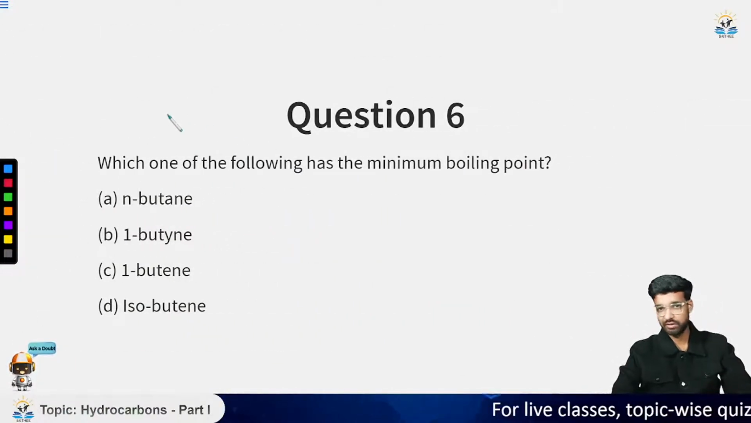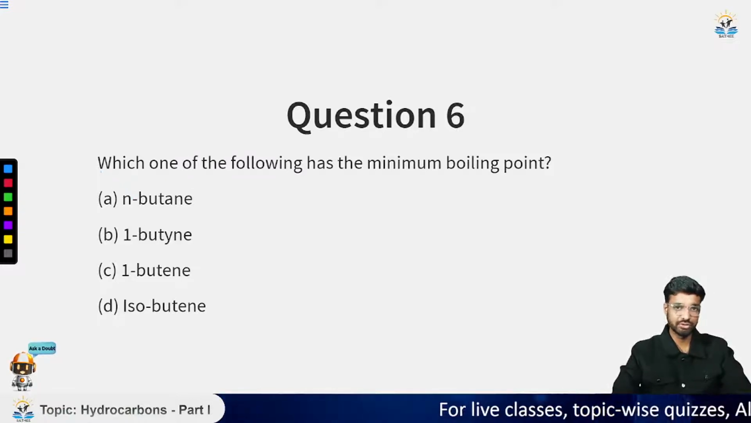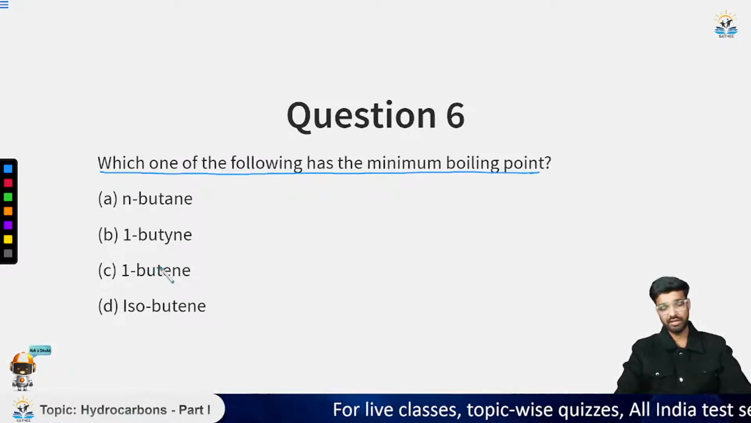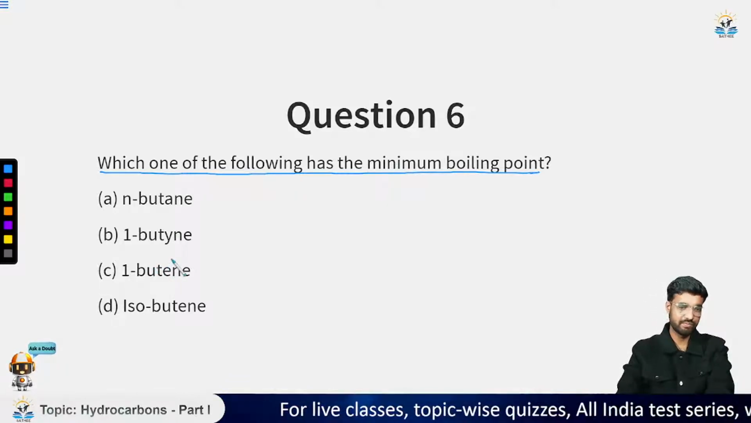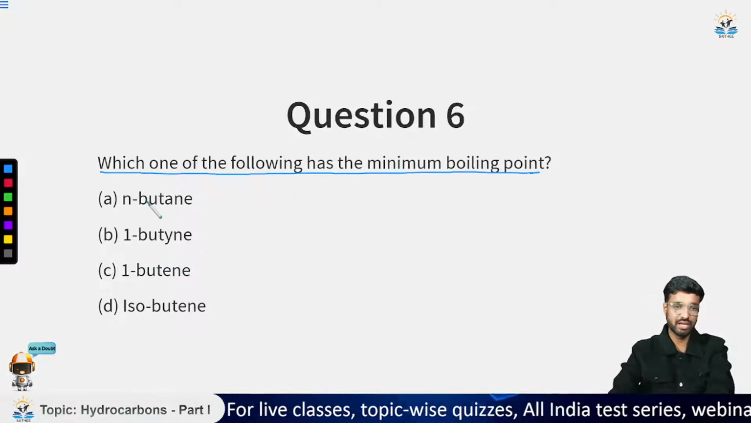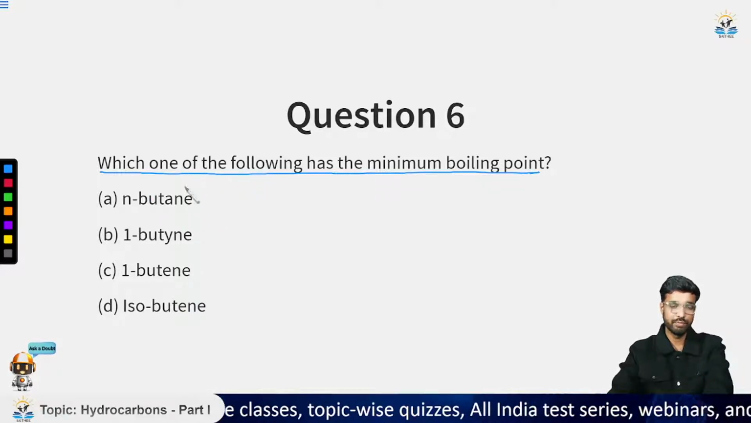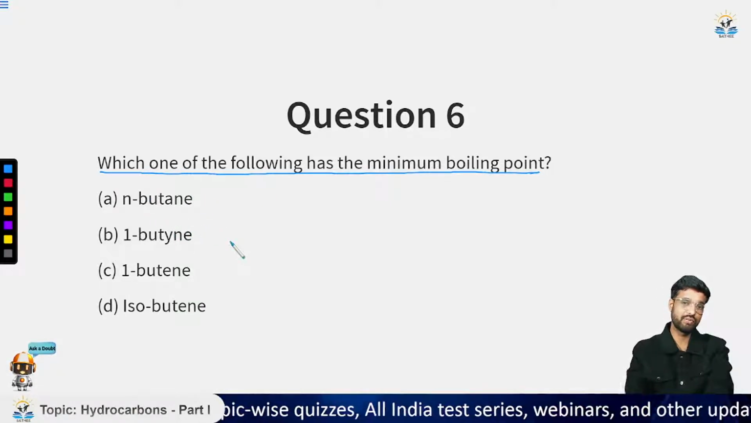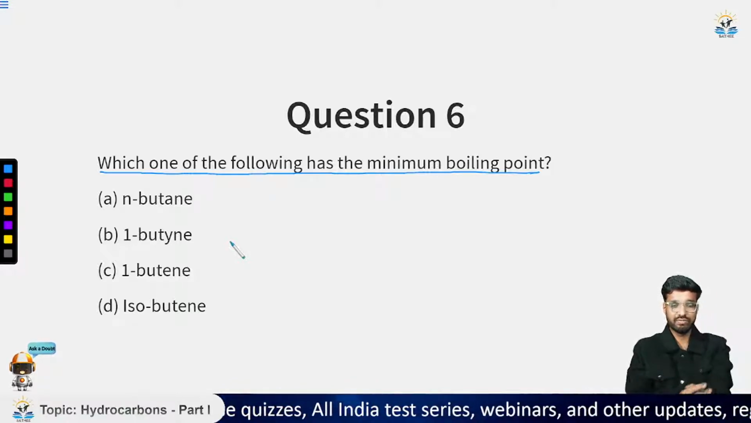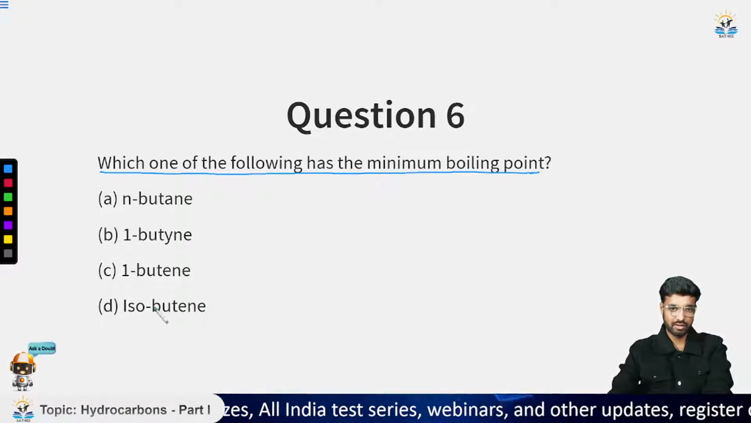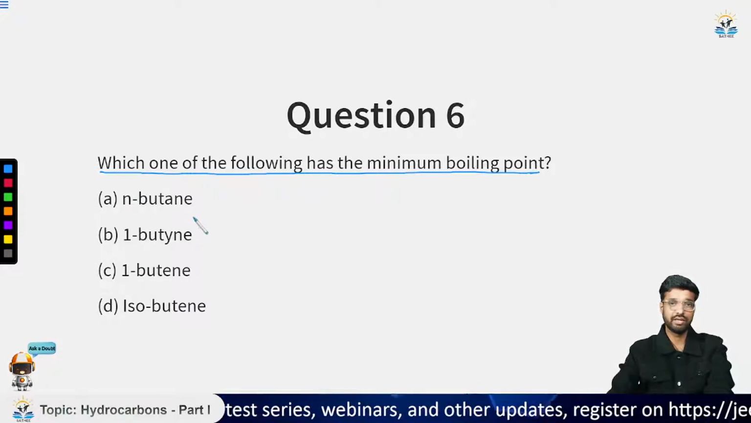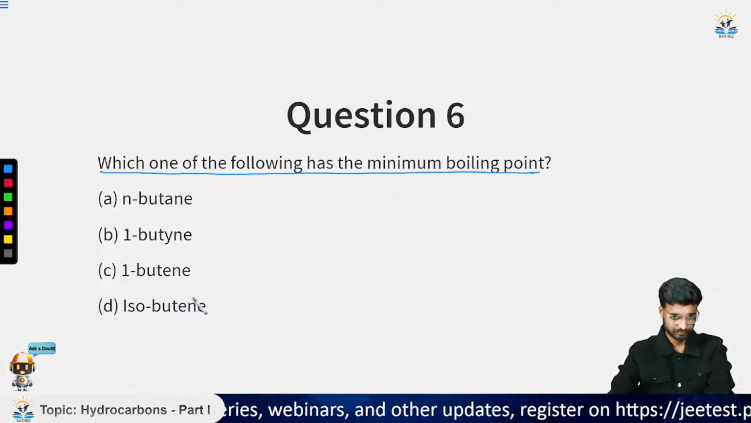Now I will not give you the answer. We'll just do the questions. So which one has the minimum boiling point? So I've told you earlier, for deciding the boiling point, we will simply see first of all which one has the higher molecular weight. So we'll just see which has the higher molecular weight. After that, we will see which one has the smaller number of branches. Accordingly, you can arrange these in increasing order of boiling point.